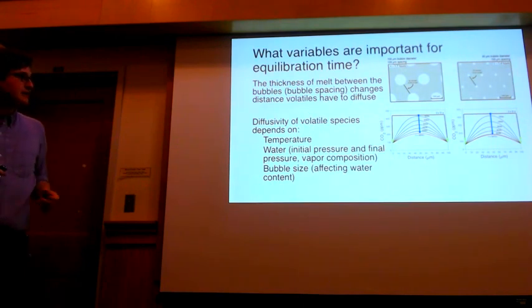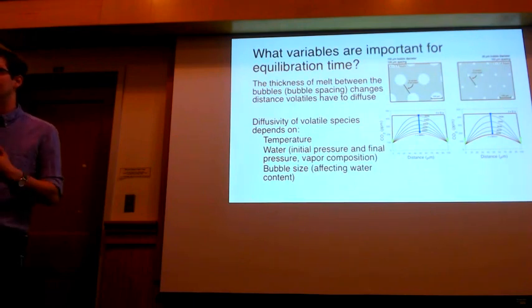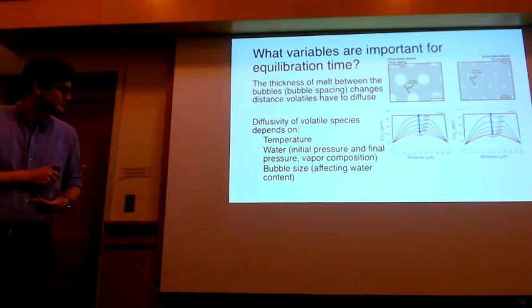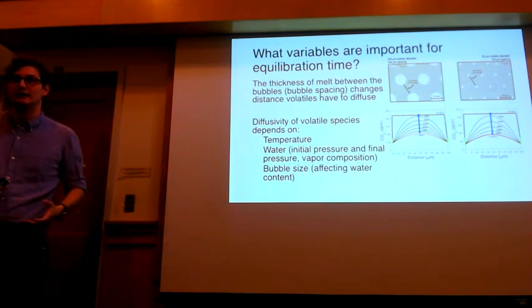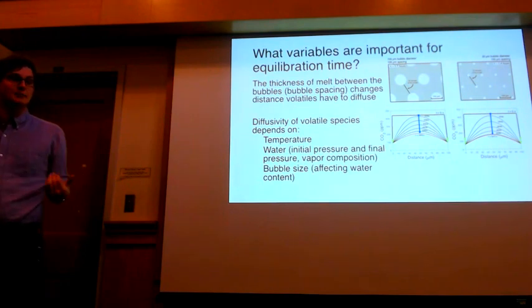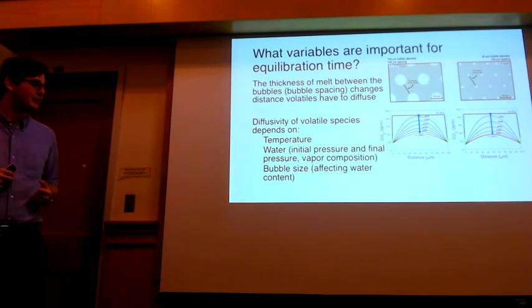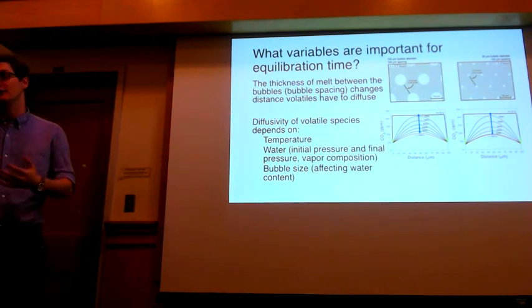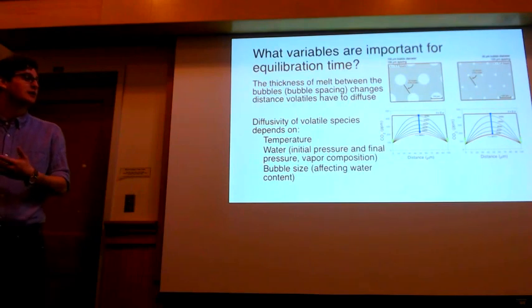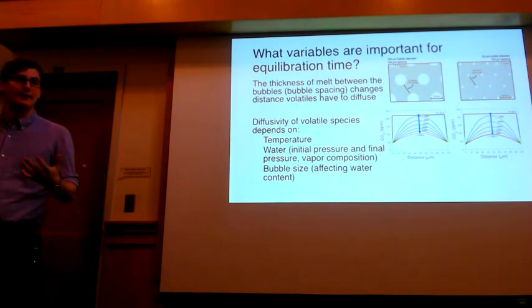And then the diffusivity of volatile species will also change your equilibration time. So that's how quickly you can move your volatiles over that distance. And that depends on temperature and your water content primarily. And these two things can speed up or slow down how quickly your gases move through the magma. And water content is controlled by your initial pressure, your final pressure, and your vapor composition. And then bubble size will also affect that.